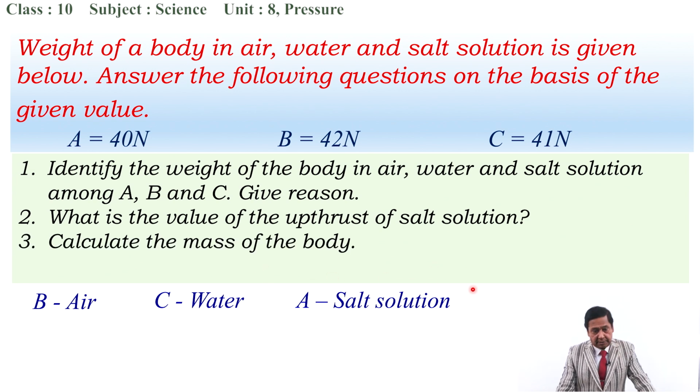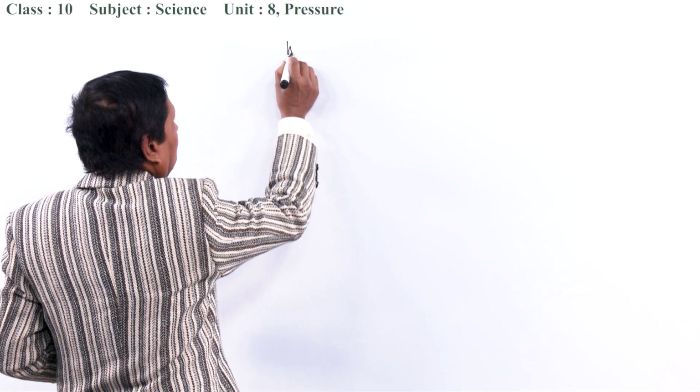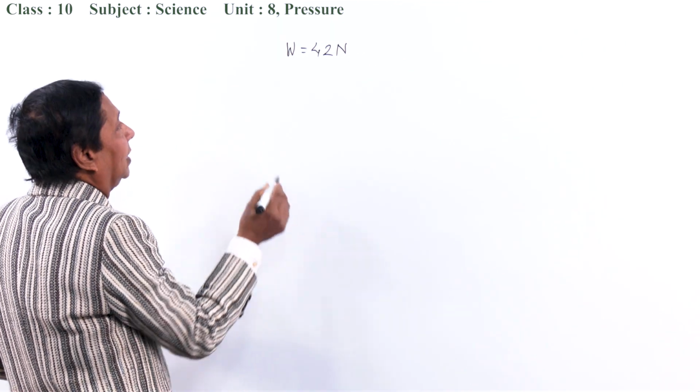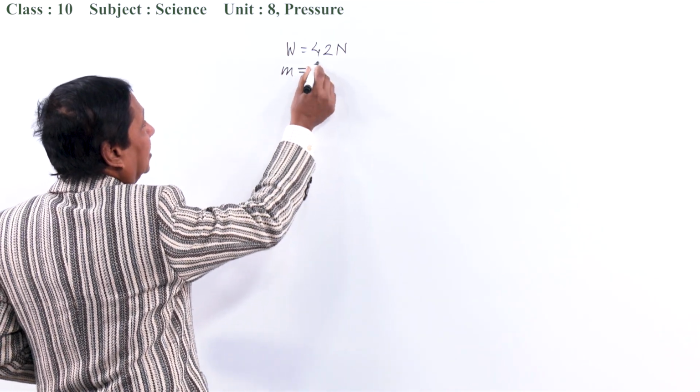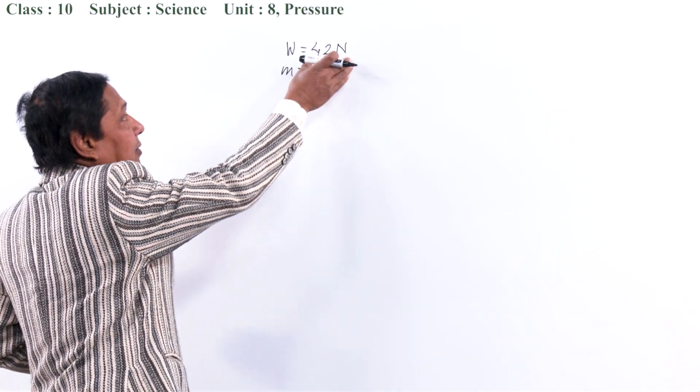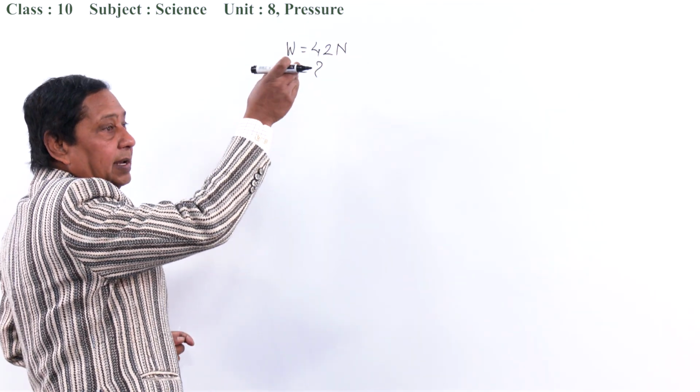Calculate the mass of the body. This is a calculation. We are going to calculate the mass of the body, and we know that the weight of the body is the product of its mass and acceleration due to gravity. It was taught in the chapter Force and Motion. Now I want to recall that, and I want to calculate the mass of the body. The weight of the body is equal to 42 Newton. Now we are asked to calculate the mass of the body. The weight of the body in air should be taken because the mass can be calculated with the help of the weight of the body in air.